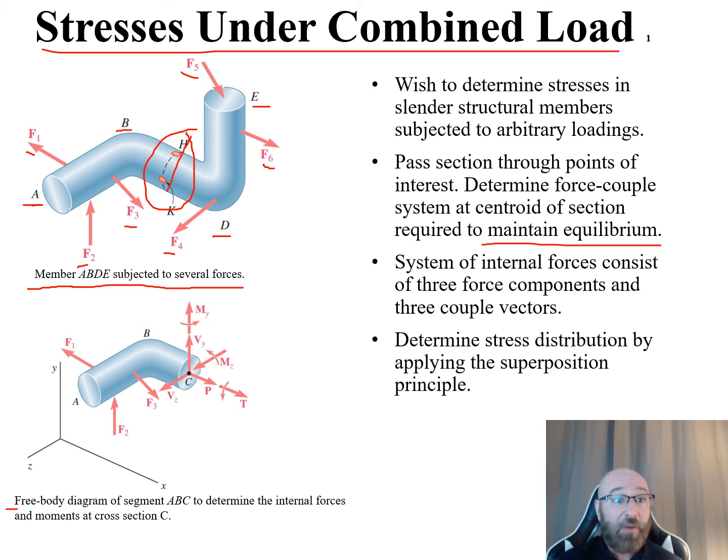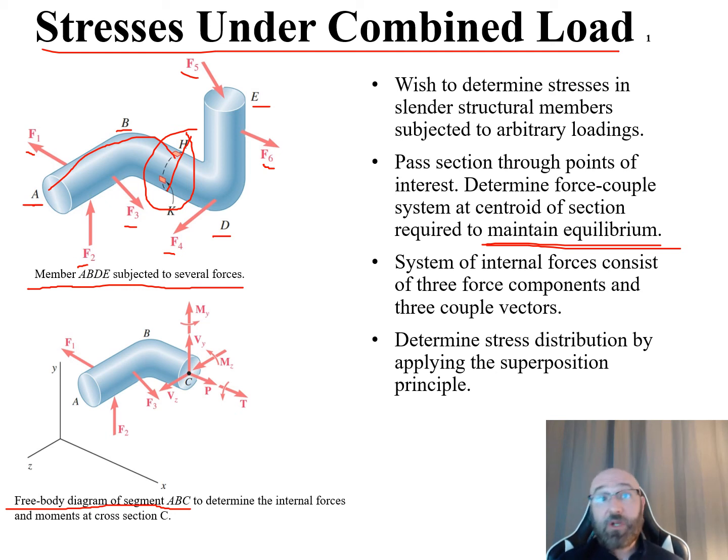So we come down here and now we have a free body diagram for that segment ABC. We go up to where we cut that section at C, and then we can determine our internal forces and moments. We talk about this being required to maintain equilibrium. From this free body diagram, we're going to write out our equilibrium equations. We look at what forces are acting in our X direction, our Y direction, our Z direction, and what moments we're going to have.